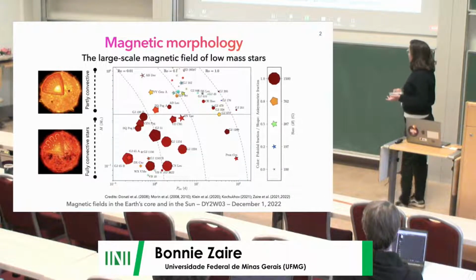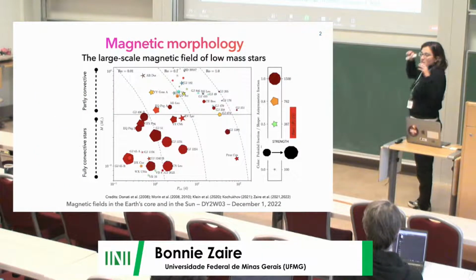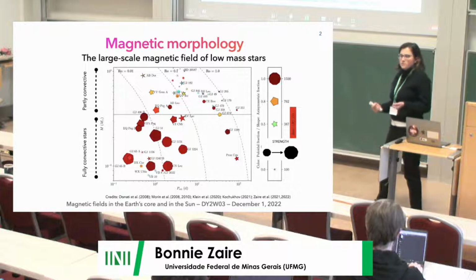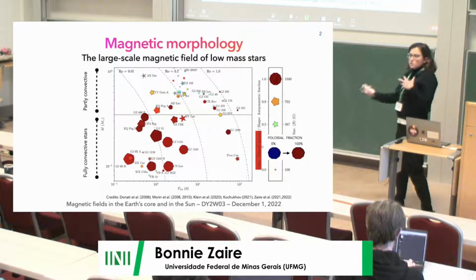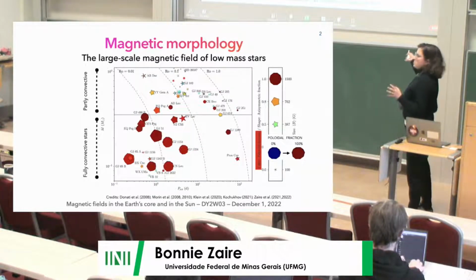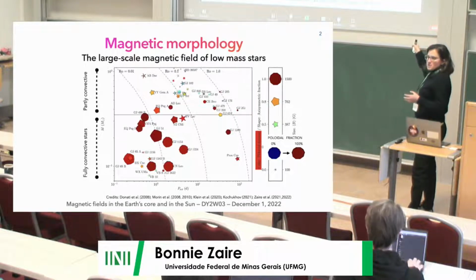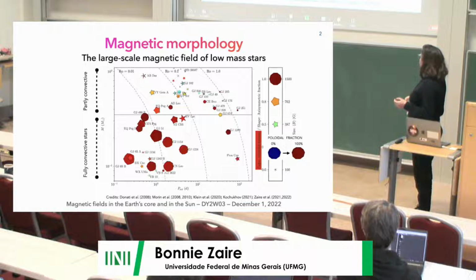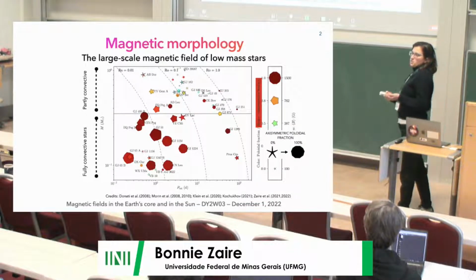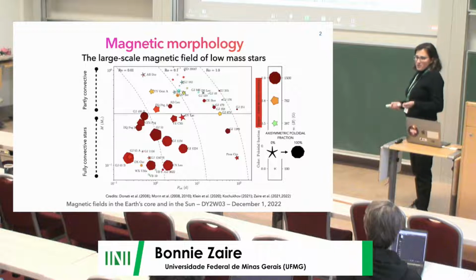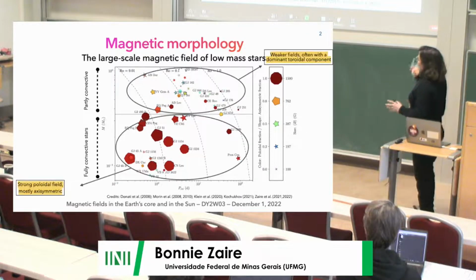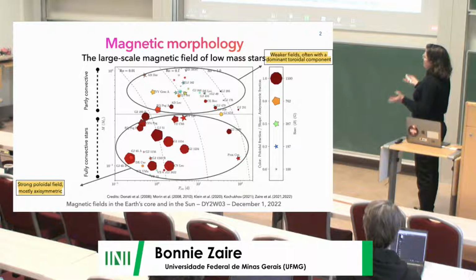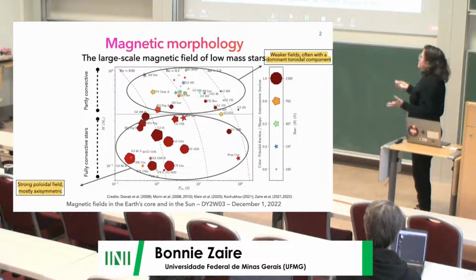Each symbol is telling us something. The size is linked to the strength that was derived for the field in the Zeeman Doppler imaging. Then the color tells us how poloidal the field is. Dark blue symbols are fully toroidal, and dark red symbols are fully poloidal. And then the shape tells us how axisymmetric the field is. The more round, the more axisymmetric. I know this is a little bit confusing, but I just want you to retain the main point: if we look at fully convective stars below here, we tend to have strong poloidal fields, mostly axisymmetric. In other words, these big round red circles.